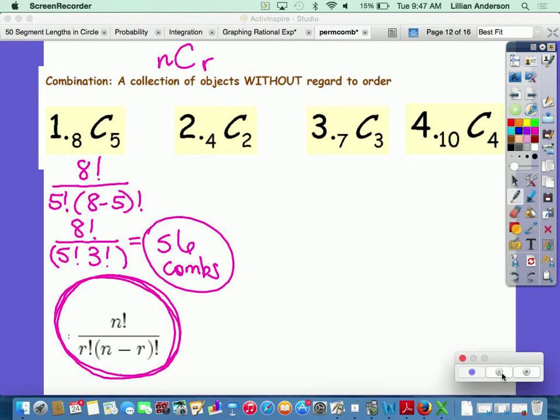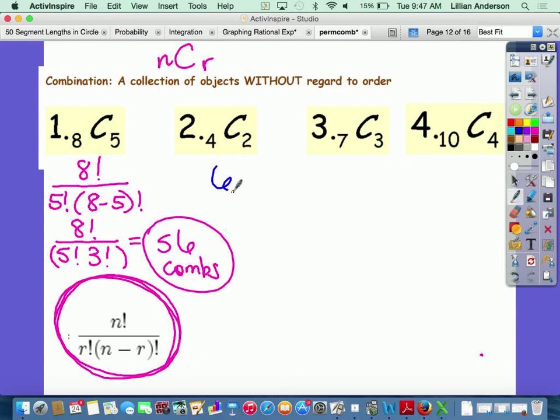So what's number 2? 56. 35. 210. And 210. Perfect. Okay? You need a combination one on here. Once you get perfect, you need a combination.